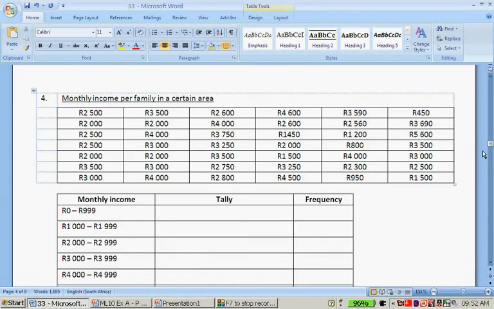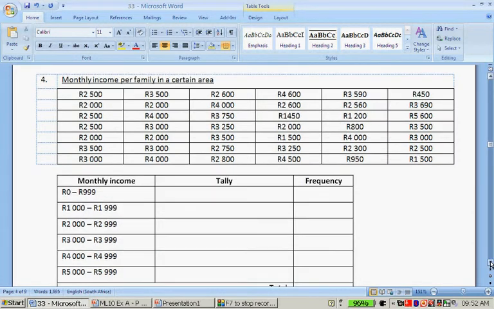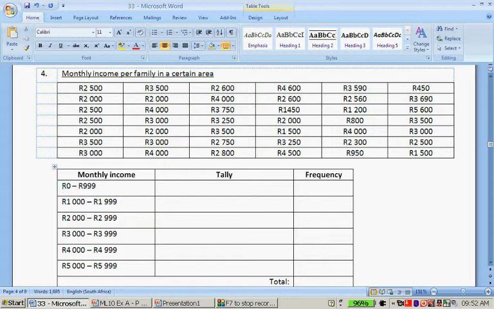Question 4 is the monthly income per family in a certain area. So here you have to use class intervals. So it's 0 to 999. So that one falls into that group, and this one falls into that group. Between 1,000 and 1,999, that one falls into that group. This number, 1,200, falls into the second group. 1,500 falls into the second group, and 1,500 into the second group.